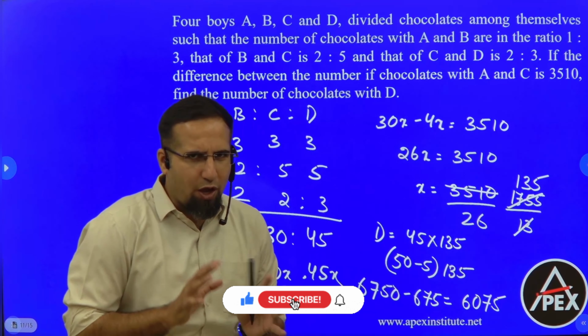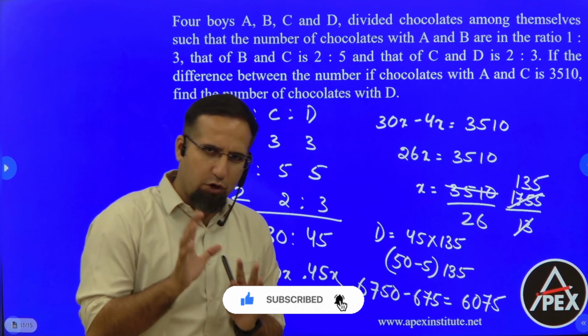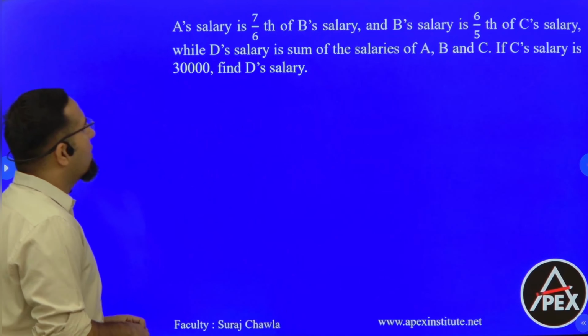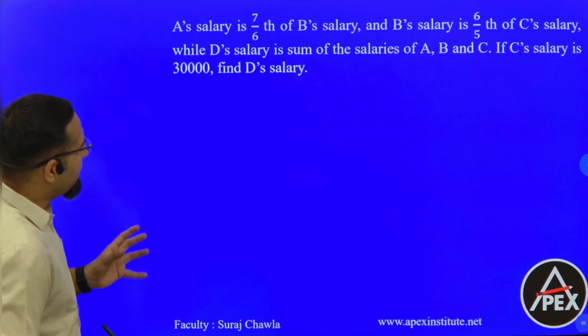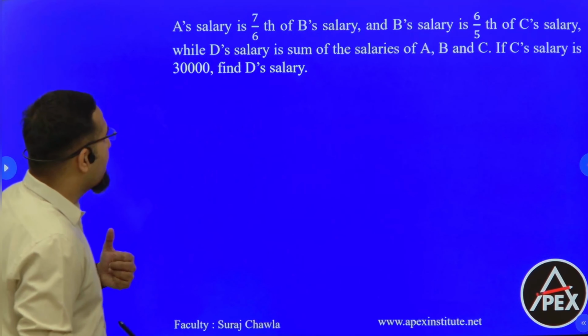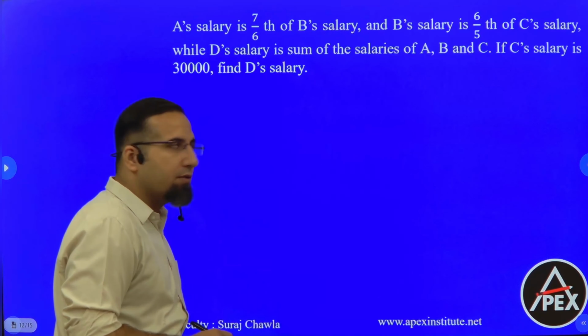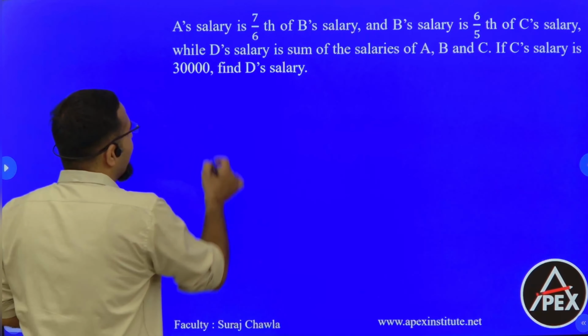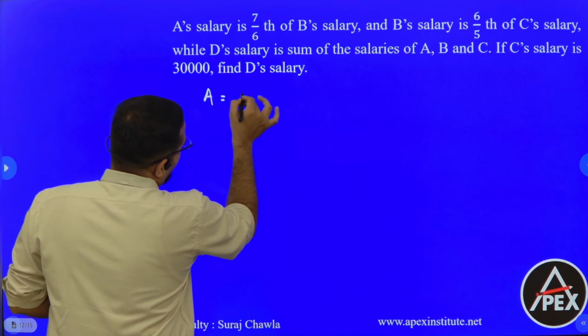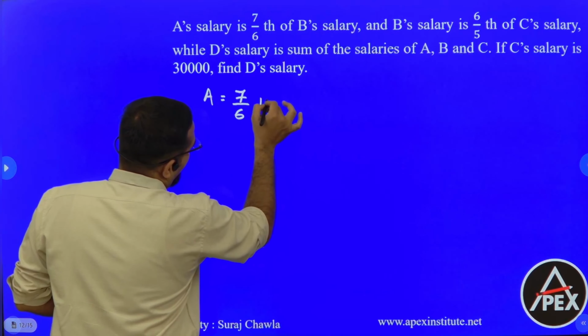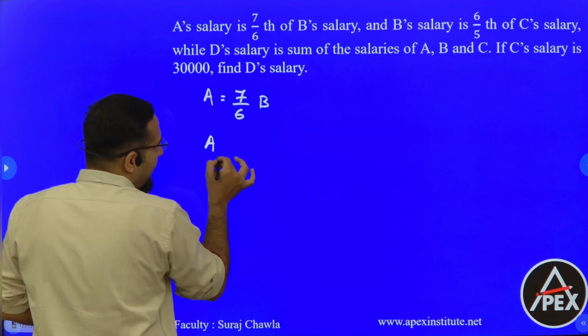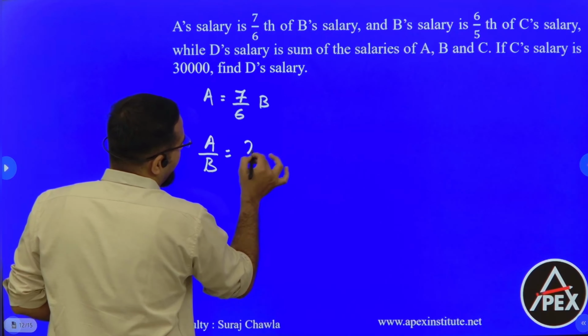Clear guys? So this is how we apply combining two or more ratios in word problems. Let's look at the next question. Now, one last question before we proceed to the next model. Here I am told that A's salary is 7/6 of B's salary. Same funda as we saw in the previous question. If A is equal to 7/6 of B, I can write this as A by B is equal to 7/6.